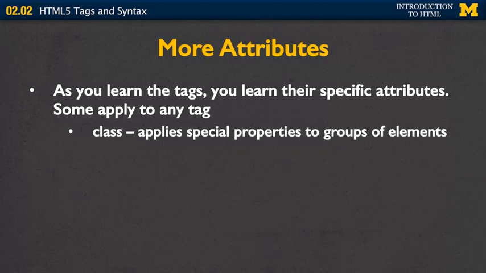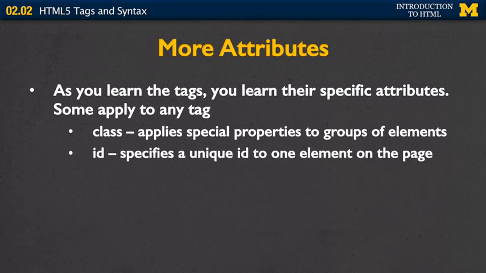All right? The first is, well, the class attribute. What it does is it applies special properties to groups of elements. We'll use that later when we want to say, hey, we want to style all these pictures perhaps as thumbnails. IDs specify a very unique ID to just a single element on the page. And you're going to want to do this if you want to link back to it, if later you want to apply JavaScript to it.